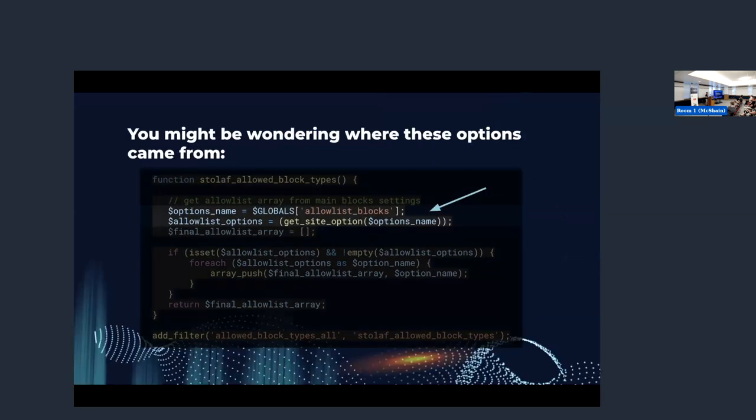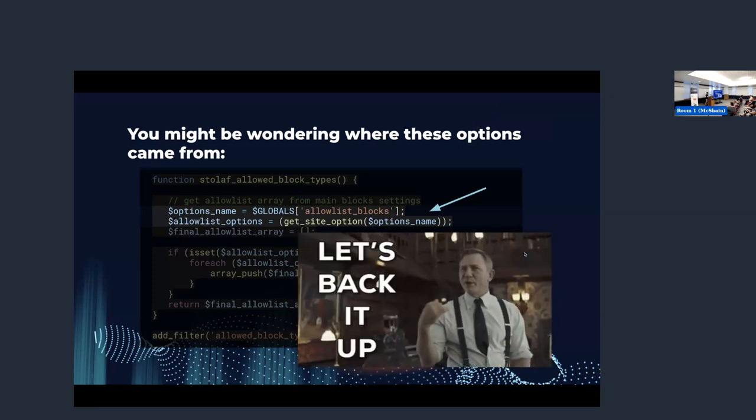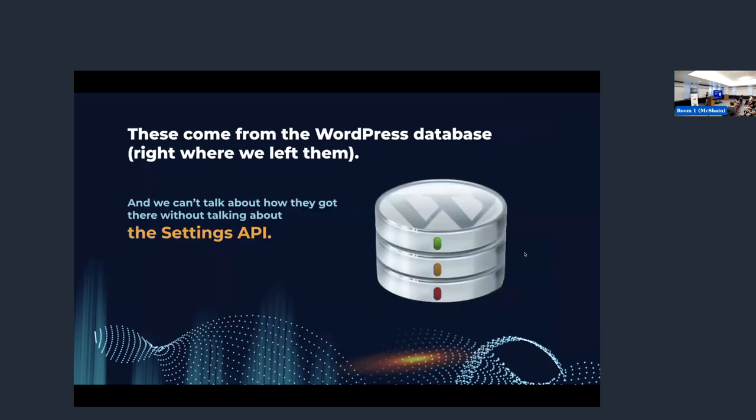You might be wondering where these options came from. You see that we've got a global variable there, and get_site_option is getting an option from our network WordPress database. It's get_site_option because it's the network. So let's back it up. These came from the WordPress database, right where we left them, future us. And we can't talk about how they got there without talking about the settings API.